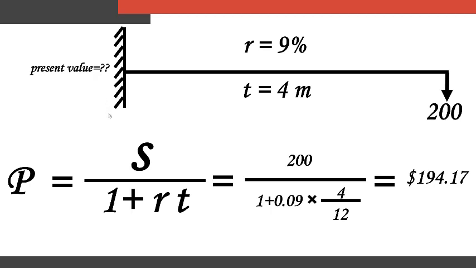By substituting in equation B equal S over 1 plus RT, for S equal 200 and for R 9%, and for T with 4 over 12, we will get B equal $194.17. And to get the interest, I equal S minus B, 200 minus 194.